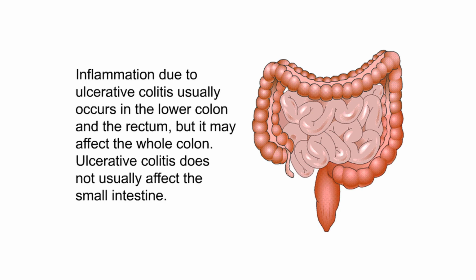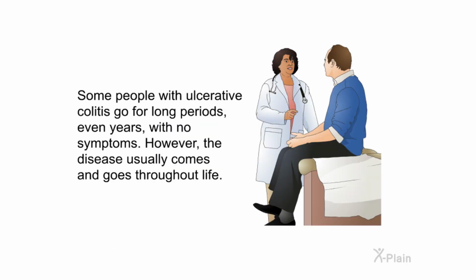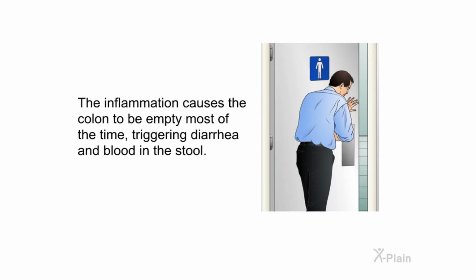Inflammation due to ulcerative colitis usually occurs in the lower colon and the rectum, but it may affect the whole colon. Ulcerative colitis does not usually affect the small intestine. The main difference between ulcerative colitis and Crohn's disease is the location of the inflammation. Ulcerative colitis usually only affects the colon, whereas Crohn's disease may affect the whole gastrointestinal tract. Some people with ulcerative colitis go for long periods, even years, with no symptoms. However, the disease usually comes and goes throughout life. The inflammation causes the colon to be empty most of the time, triggering diarrhea and blood in the stool.